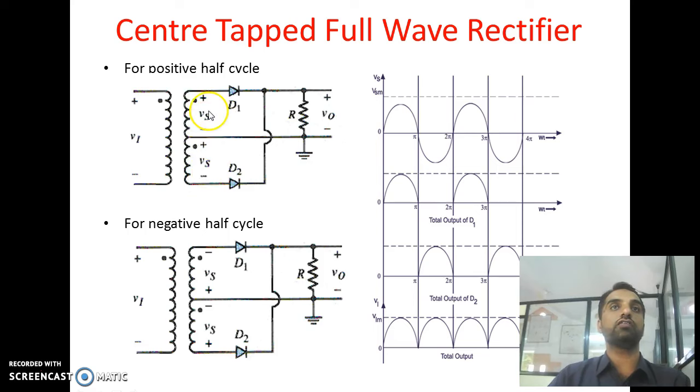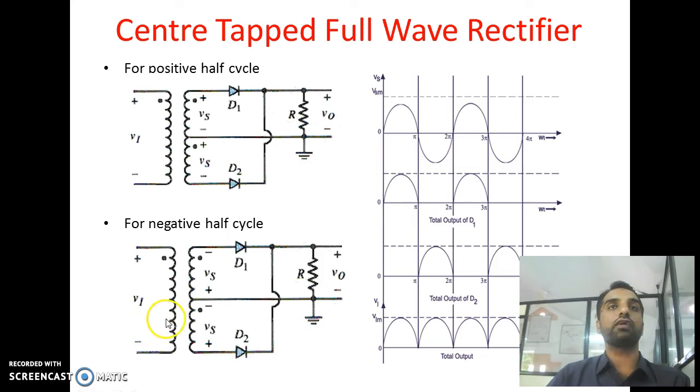Because of these Vs1 and Vs2, diode D1 is in the forward bias condition and diode D2 is in the reverse bias condition. Because of that, current passes only through the diode and the load resistance RL, and that's why we get this nature as shown in this figure.